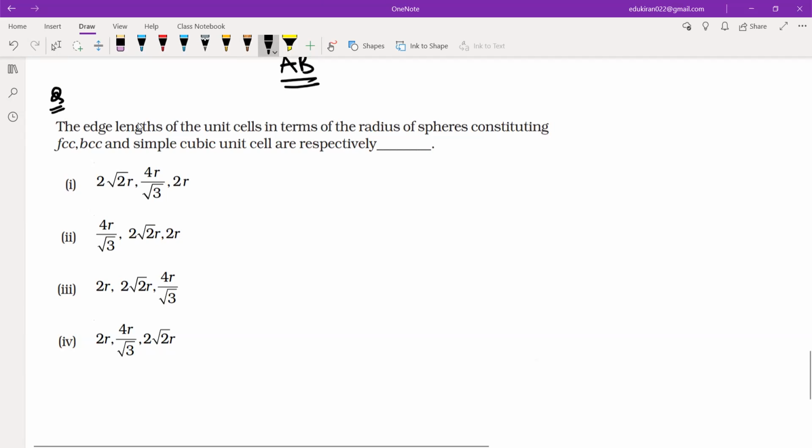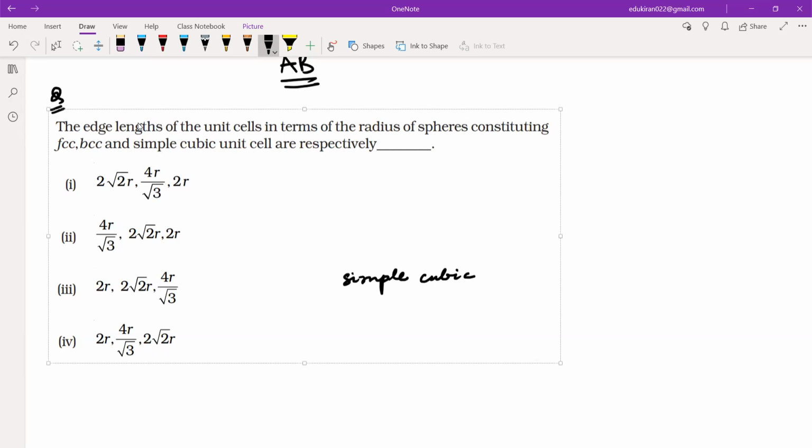Done, all of you? You have written the question? You have simple cubic. Let's write them together. First of all, we have FCC, then we have BCC, and then we have simple cubic. So for FCC, what is the relationship between a and r? It is a root 2 equal to 4r.